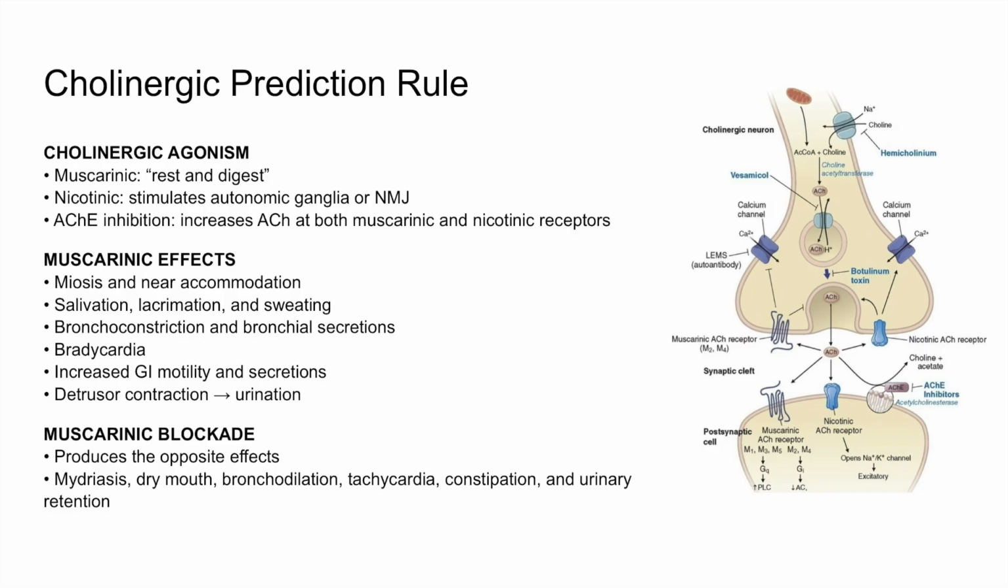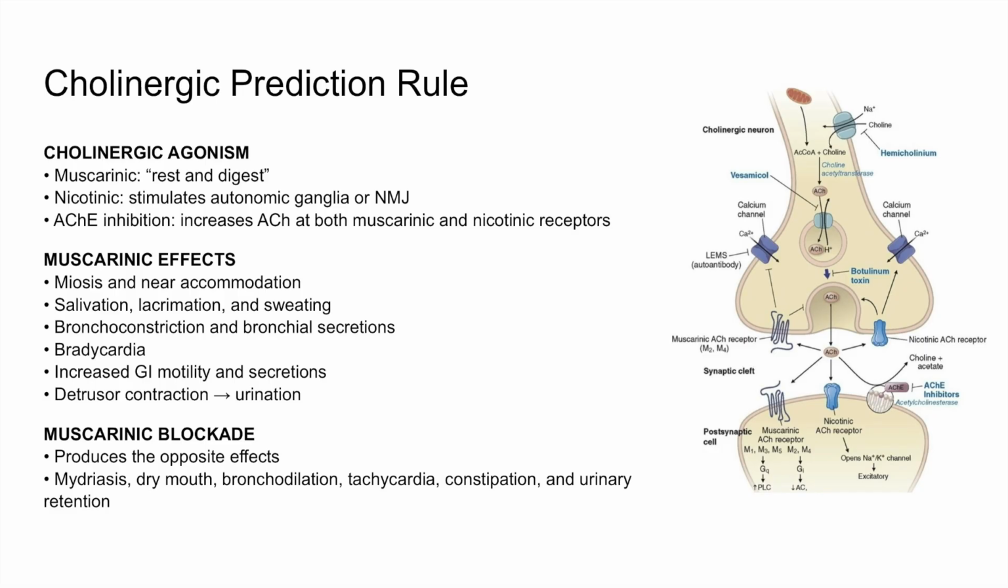So with that said, cholinergic agonism can involve muscarinic receptors, nicotinic receptors, or both. Muscarinic stimulation generally produces rest and digest effects: miosis, near accommodation, increased salivation and lacrimation, bronchoconstriction, bradycardia, increased gastrointestinal activity, and detrusor contraction, promoting urination. Remember that sweating is also muscarinic, even though sweat glands receive sympathetic innervation.